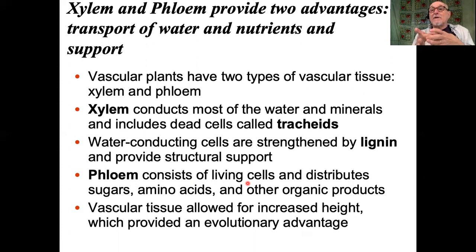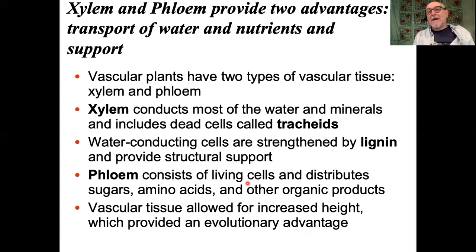The substance of real importance in strengthening the xylem is lignin. And lignin not only maintains the integrity of the tube, but it provides a huge amount of strength to the plant. And lignin is what makes up wood.